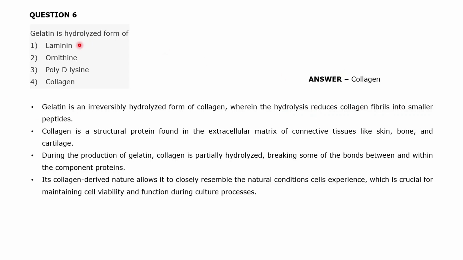So laminin is also another kind of naturally occurring extracellular matrix. Ornithine is basically used as a cementing material for laminin to grow on, because laminin itself cannot grow on a glass material. It needs something else like ornithine present in a specific composition, so that it can sit at the top and then act as an extracellular matrix. Poly D lysine we have actually discussed. So yeah, gelatin is an irreversibly hydrolyzed form of collagen.